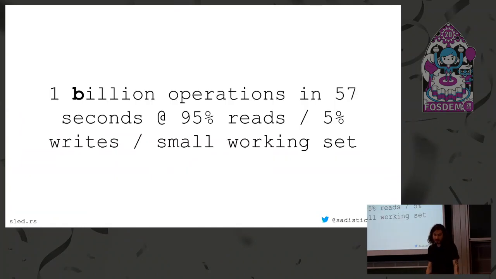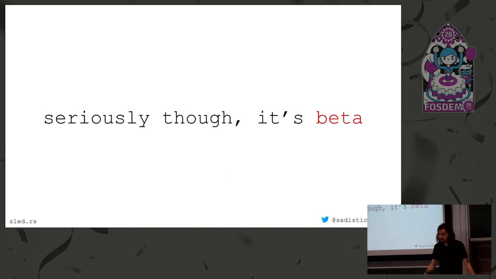Anyway, how fast is it? Very fast. It can do over 17 million operations per second on a 95% read, 5% write workload, which is somewhat representative of most transactional workloads. It's very fast, but it's definitely still beta, so don't store your primary data in it yet.